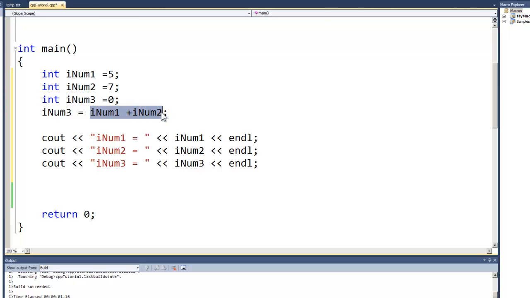So that we can easily see what calculations we were doing, I'm also going to copy that calculation inside the quotes in this cout, so we know what we did. And when we run it this time, if we're just adding the two values, inum1 and inum2 should be 5 and 7. We're not changing them. Inum3 should have a value of 12 when it adds it up.